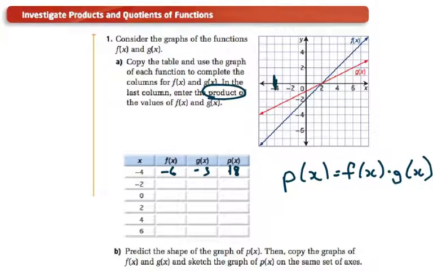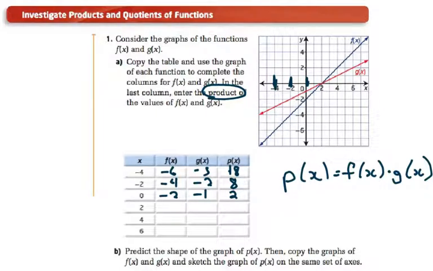Continue on down the line at -2. F is at -4. G is at -2. Means p would be at 8. At 0, f is at -2, g is at -1, multiply, p would be at 2.